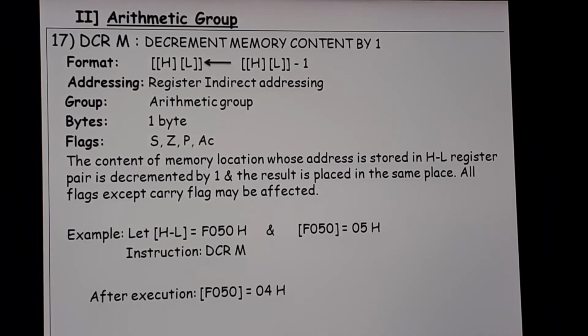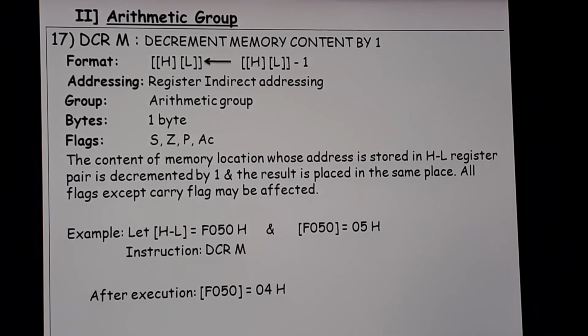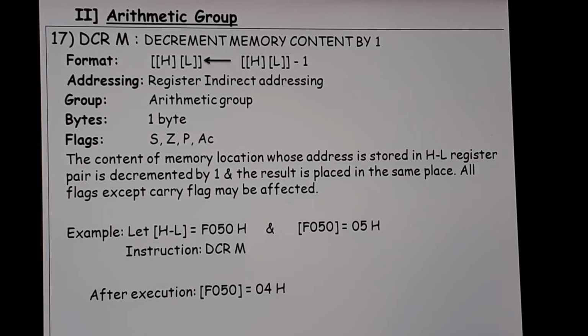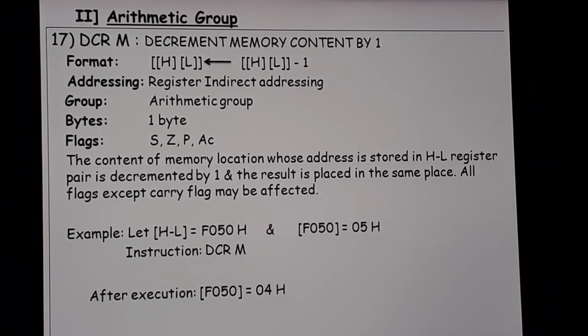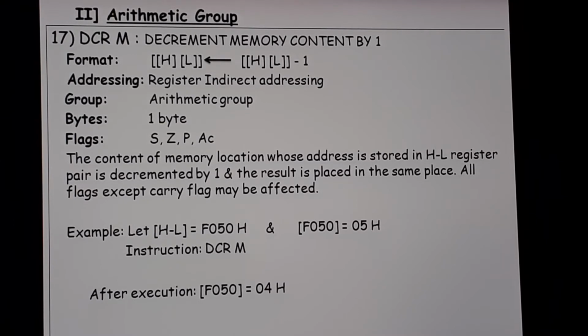Okay, and if you're taking it as 8-bit, now see here in the example I have assumed F050H as 05H, where H is a hexadecimal unit. So after executing the DCR M instruction, the content of F050 is equal to 04H. It got decremented by 1. So here I have assumed 8-bit. You can consider it as 16-bit also. If you do not consider it as 8-bit, they won't cut your marks.